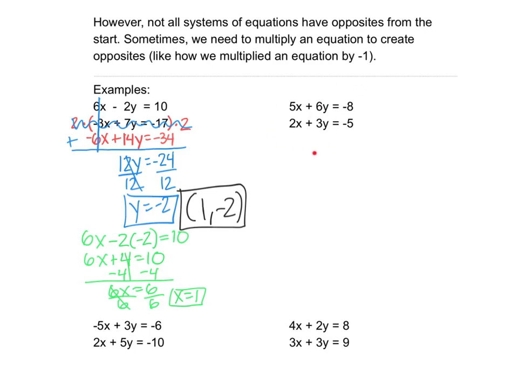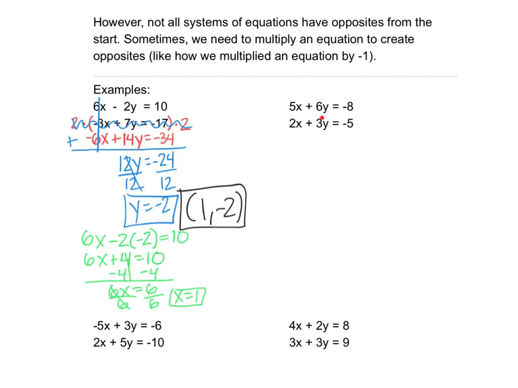Now let's take a look at this next example over here. Our first step is to see if we have variables that cancel from the start. Positive 5x, positive 2x, nope, don't cancel. Positive 6y, positive 3y, nope, don't cancel. So that means we need to create our opposites that will cancel. Again, let's check to see if we have a number that can multiply to equal a number in another equation. 5 times something equals 2, no. 2 times something equals 5, no. 6 times something equals 3, no. 3 times something equals 6, yes. 3 times 2 equals 6.